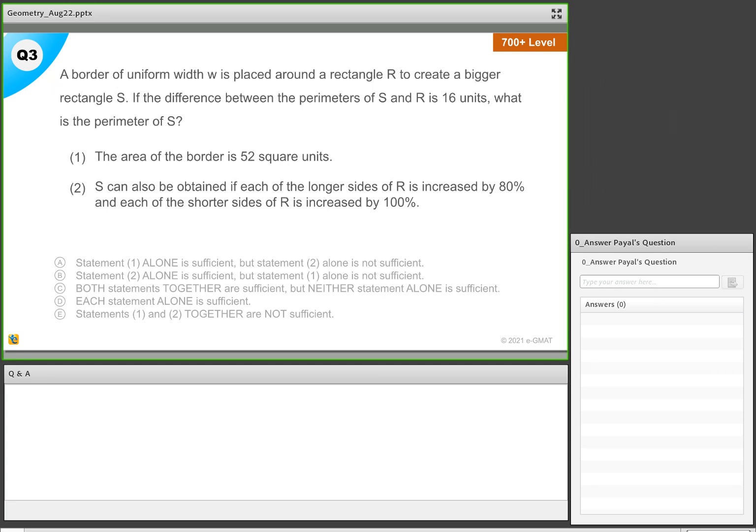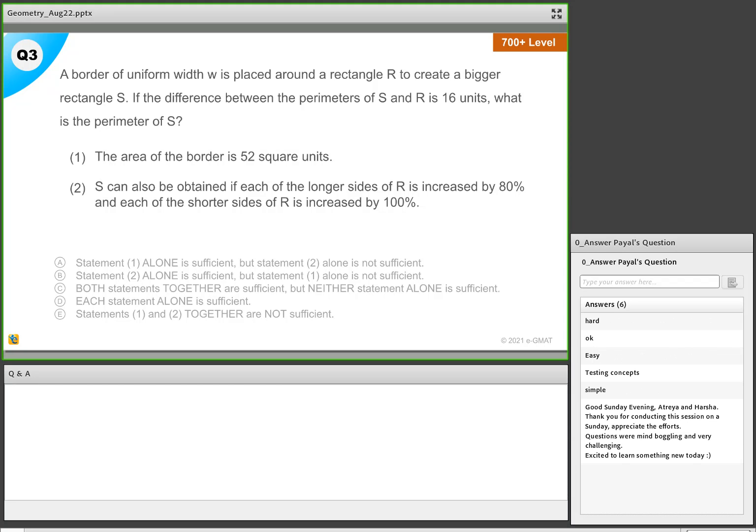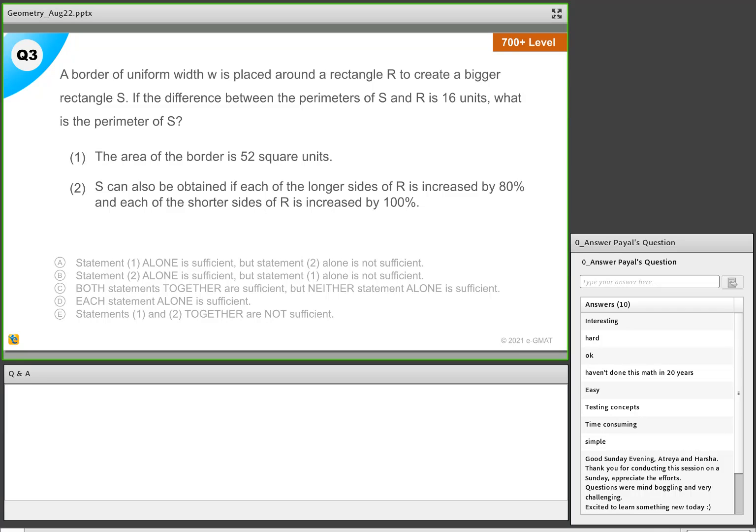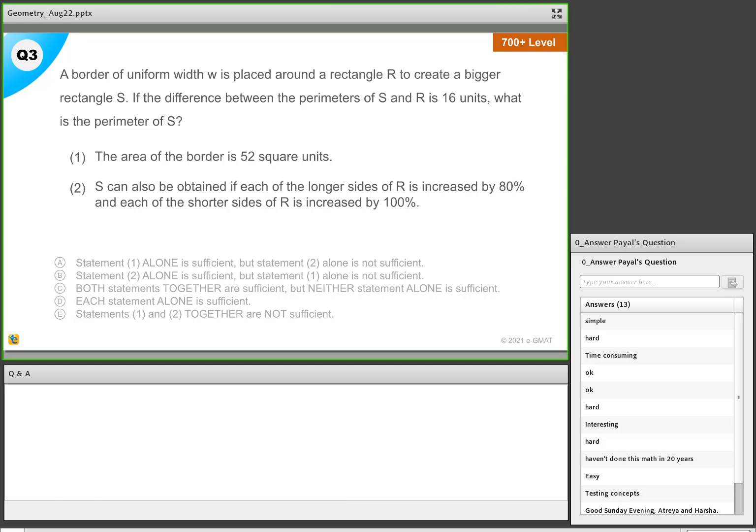Okay, now that you have solved these 4 questions, tell me in the short answer pod that you can see to the right hand side of your screen, how were these questions? Simple, okay. Hard, okay. 2 very contrasting answers. Testing concepts, absolutely interesting, okay. Haven't done this math in 20 years. All right, that's very interesting to know.